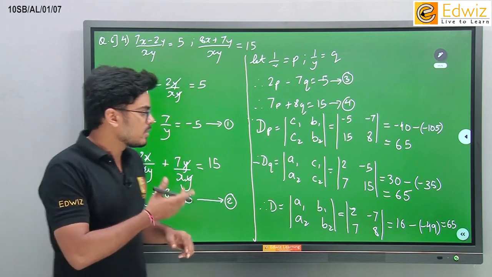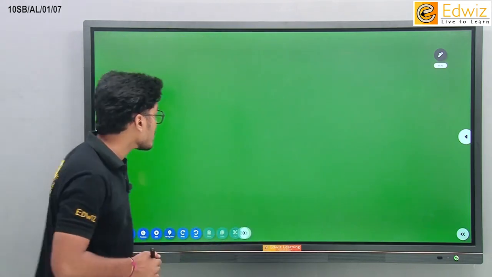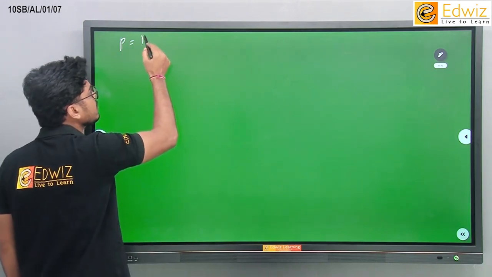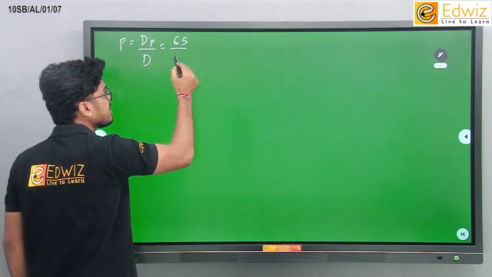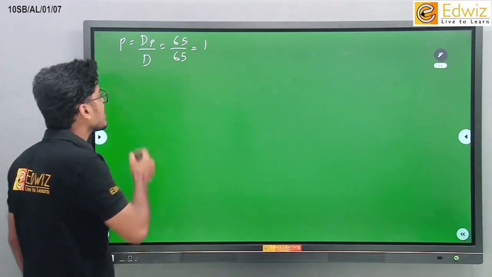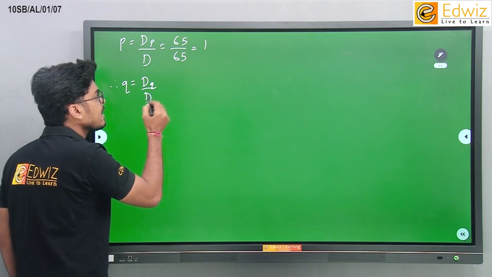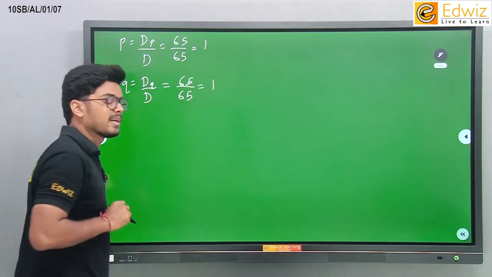Alright students, let's go to the next page now and find the answers. So we need the value of P. P is equal to dP upon D, that is 65 upon 65, since we know both are 65, correct? The value of P is 1. Similarly, Q will be dQ upon D, and this is also 65. So 65 upon 65, that is 1.